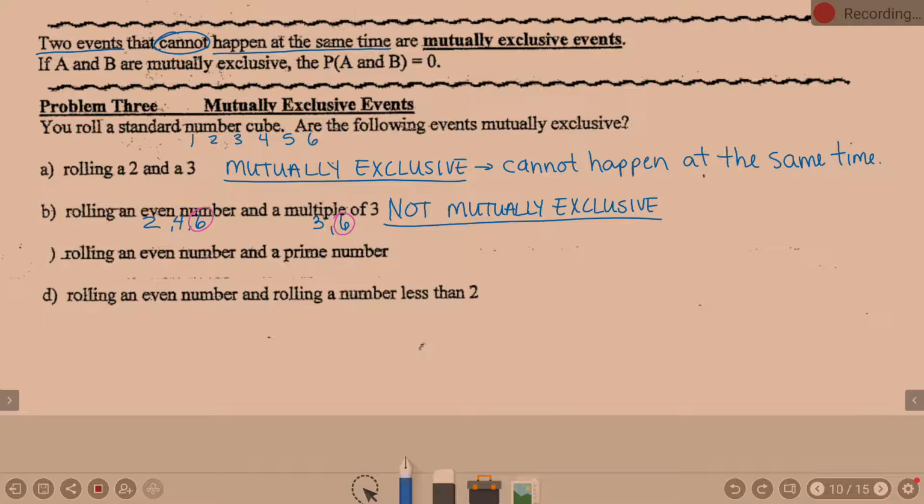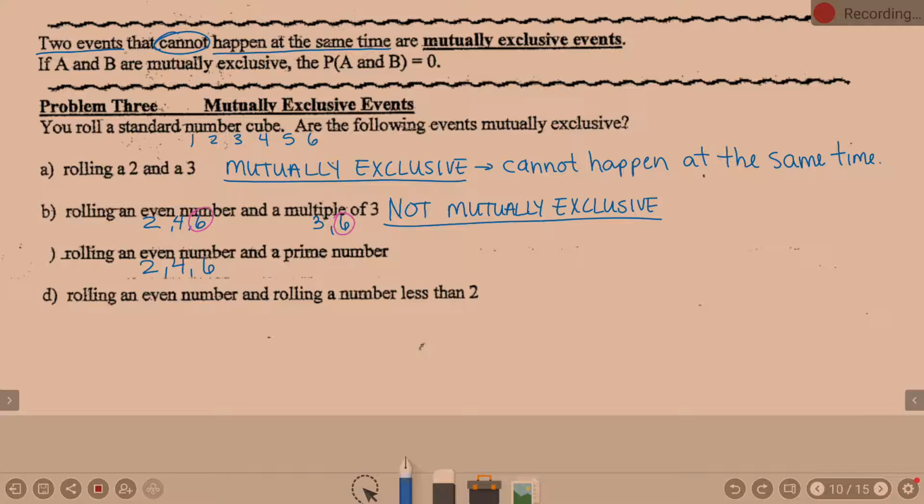Rolling an even number and a prime number. It's possible too. So, what are my even numbers? 2, 4, 6. Okay, let's review. Some of us need it, I know. What does it mean to be a prime number? Nothing can be multiplied to itself. Official definition: a prime number has exactly 2 factors, 1 and itself. So you're saying it can only be divided by 1 and itself. That's exactly correct.